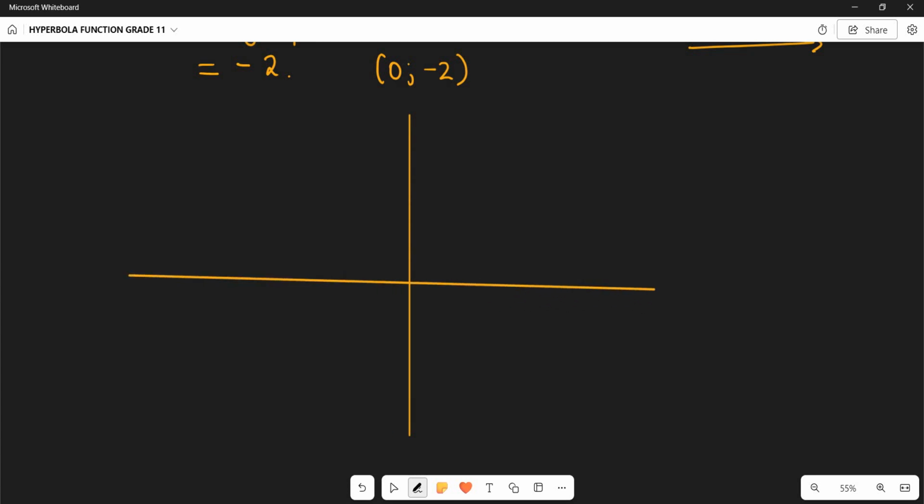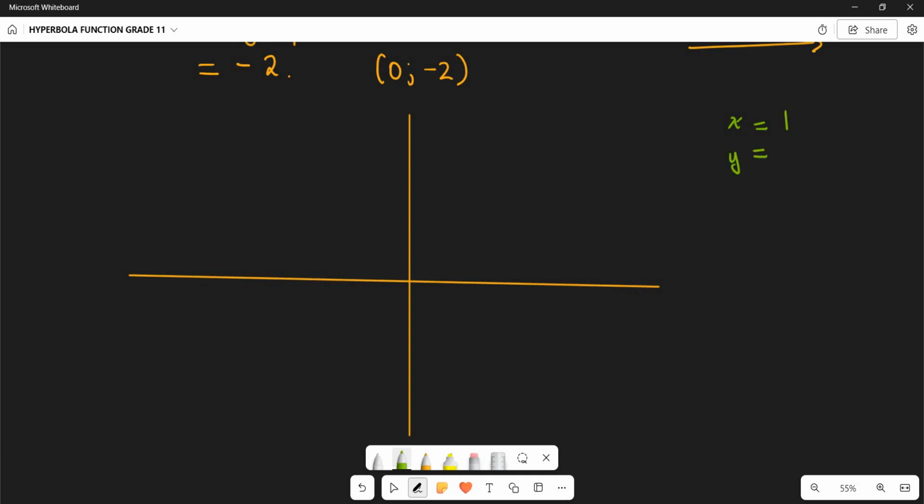All we want is just a neat sketch. It doesn't have to be point to point. All right, so let's start with the asymptote. Remember we had x equals 1, and we had y equals 2.